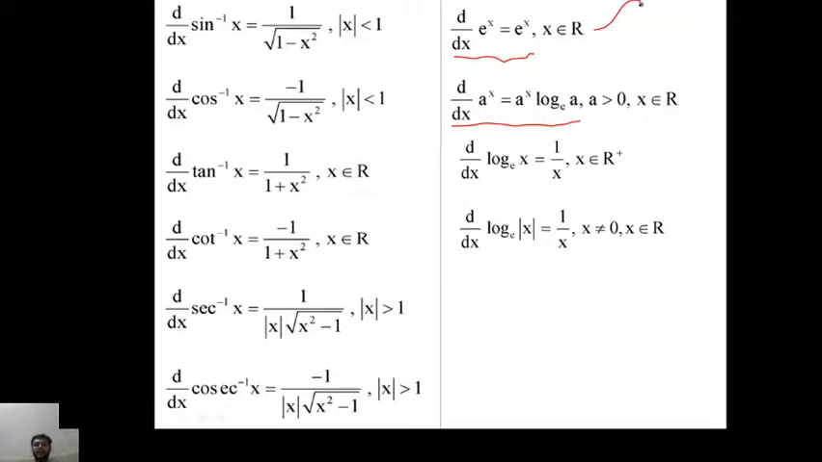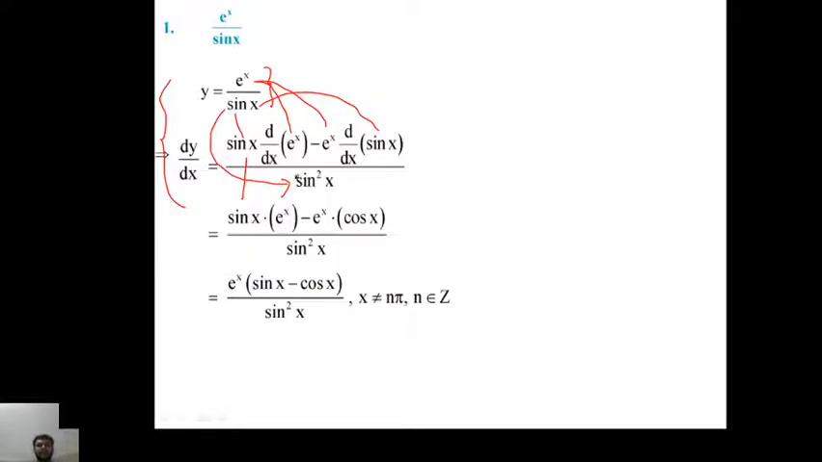differentiation of e raised to x is e raised to x. So differentiation of e raised to x here, e raised to x, minus e raised to x as it is, differentiation of sin x is cos x. In numerator e raised to x is common, so e raised to x into bracket sin x minus cos x upon sin square x. But x cannot be equal to n pi. Think about it, why it is not equal to n pi.